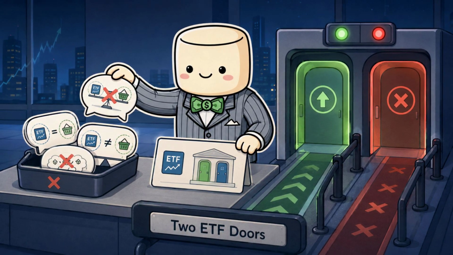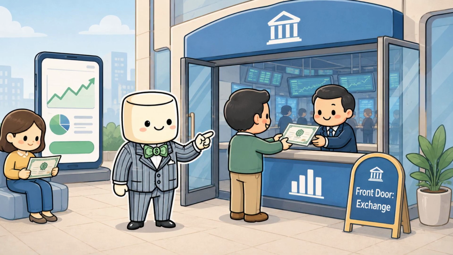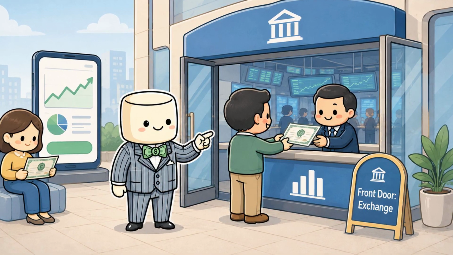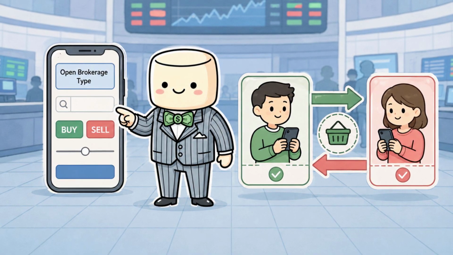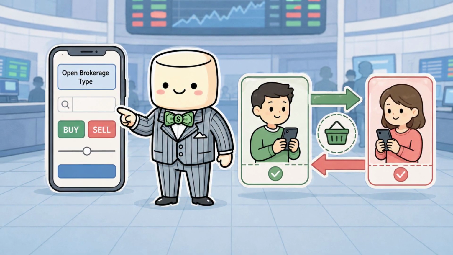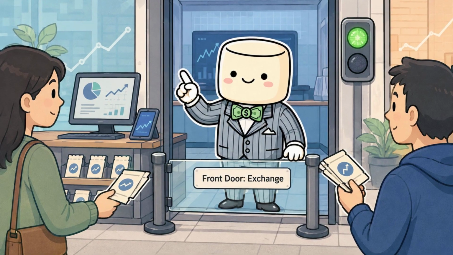The better picture is this: an ETF has two doors. The front door is the one you and I usually see. That is the stock exchange. You open your brokerage app, type in a ticker, place an order, and buy or sell ETF shares with other investors. That is called the secondary market.